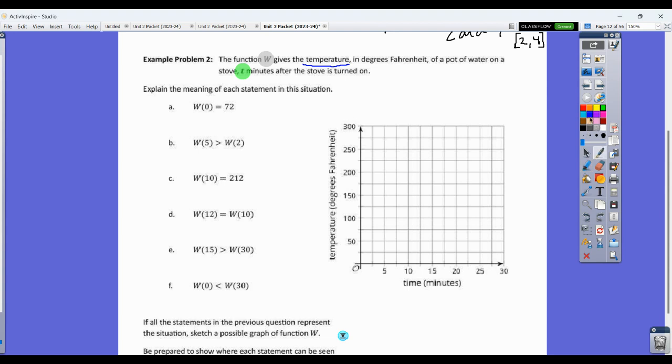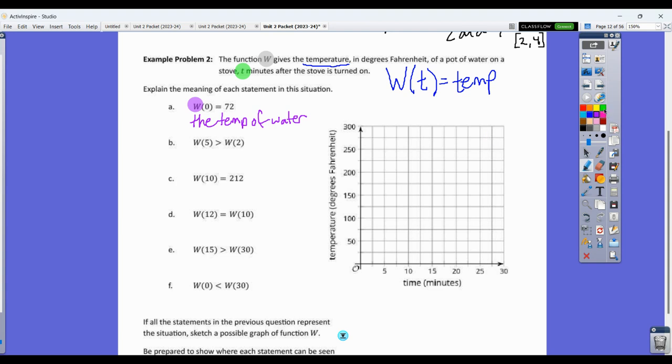So if I want to write this out, W is the function of T, and that's going to give me the temp of the water. So T is the minutes, and then I'm just going to write temp here. So essentially that's the concept of this whole problem. So if we go with that, W of 0 equals 72, we're explaining the meaning, okay? So this is saying the temperature of the water, that's what the W is. So we got the temperature of the water.